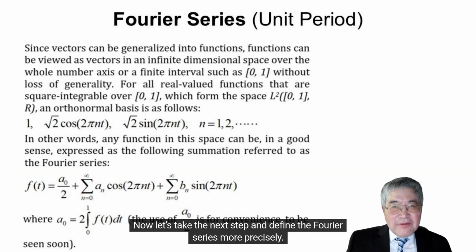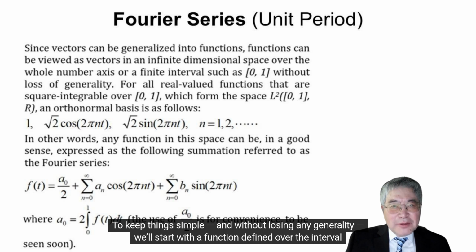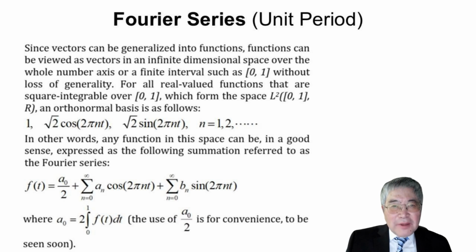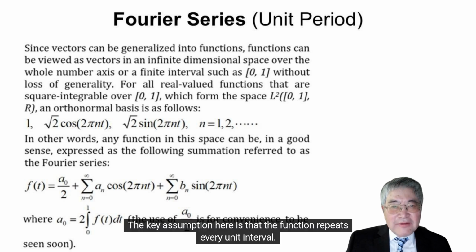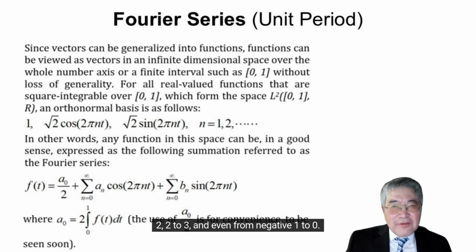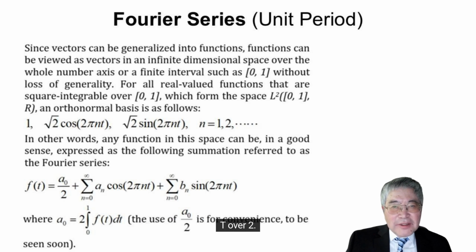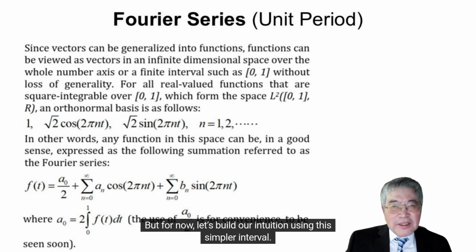Now let's take the next step and define the Fourier series more precisely. To keep things simple, and without losing any generality, we'll start with a function defined over the interval from 0 to 1. We call this the unit period. The key assumption here is that the function repeats every unit interval. So if we understand what the function does between 0 and 1, we automatically understand it from 1 to 2, 2 to 3, and even from -1 to 0. Later we'll generalize to other periods, like from 0 to capital T, or from -T/2 to +T/2. But for now, let's build our intuition using this simpler interval.